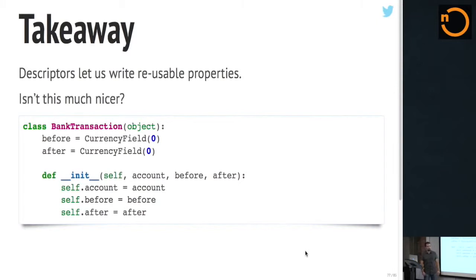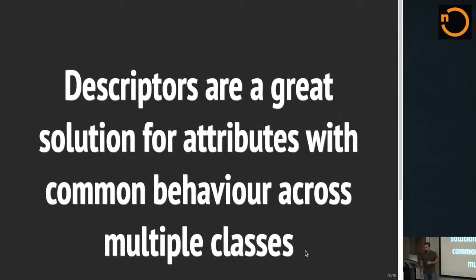Wouldn't you rather do this? You could write code to translate stuff from strings to decimals, or from floats to strings to decimals, in a descriptor pretty easily. And then you can just signify the fields that have some common behavior at class definition time. That's a lot prettier. I mean, that looks good. I'd rather do that if I could.